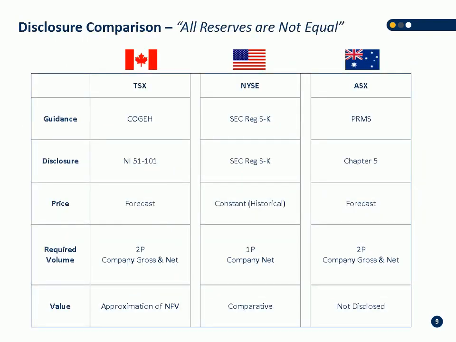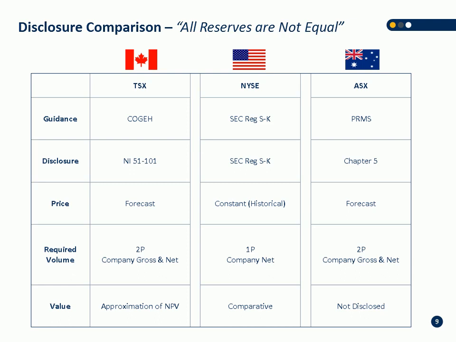Disclosure comparison. TSX, you're under COGI and NI 51-101. Your prices that you're disclosing are on your forecast pricing. Required volumes, 1P and 2P, company gross and net. And the value, again, like we're talking about in the intent slide, is an approximation of NPV. New York, Regulation S-K and S-X.